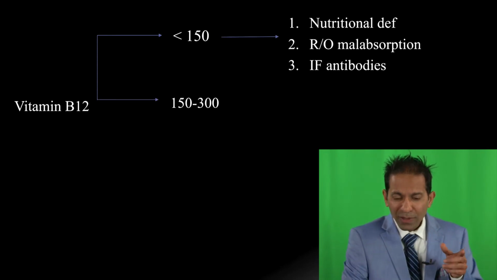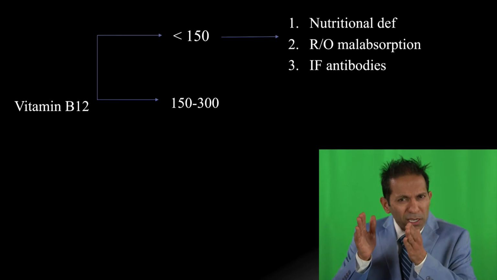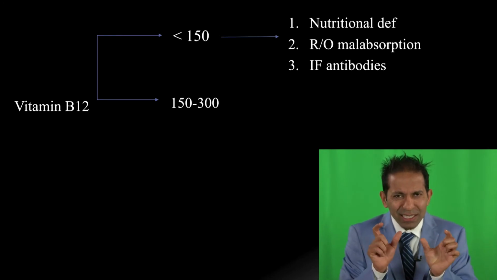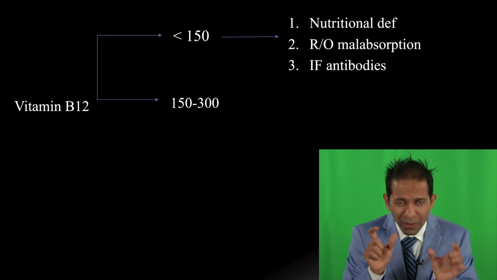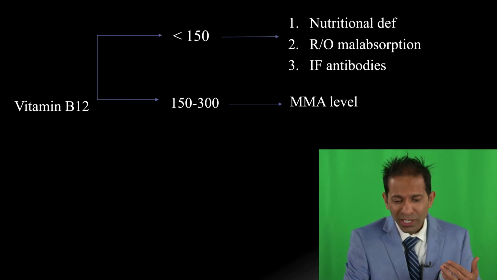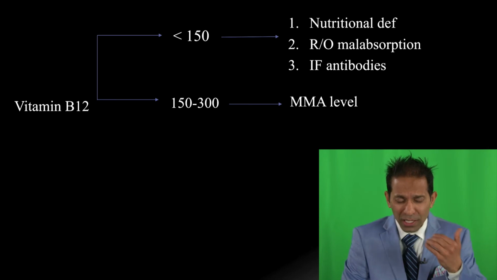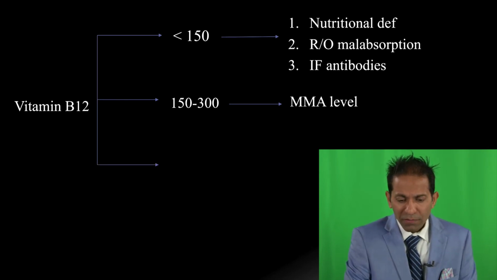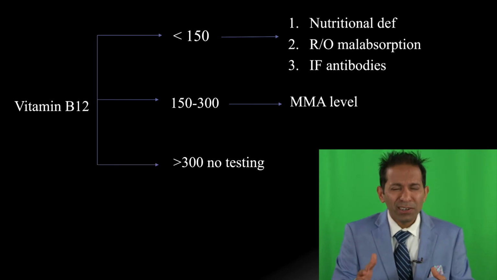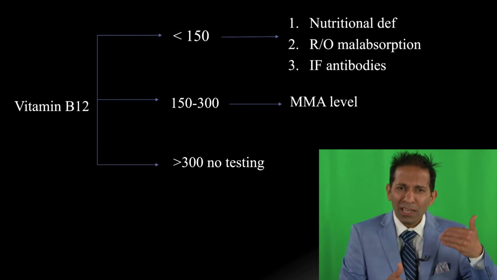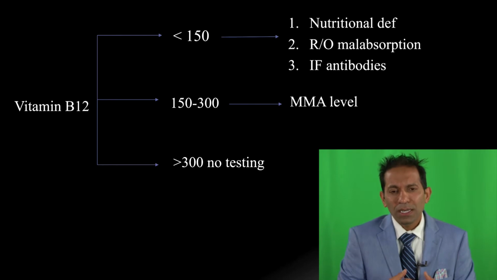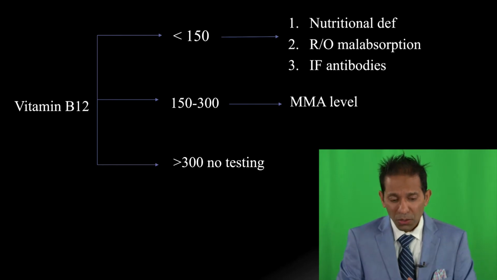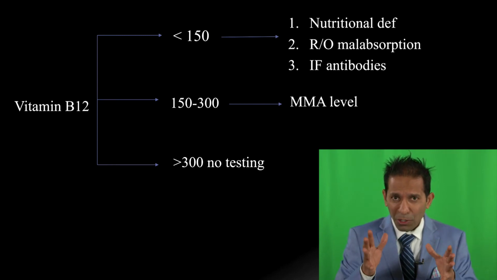If the B12 level is between 150 and 300, this has low sensitivity and specificity for diagnosis of B12 deficiency. So here you can check the methylmalonic acid level. If the level is less than 300, most of the time they are normal, so no further testing is required. However, in real practice, we like to keep the level at 400, so you have to keep that in mind.